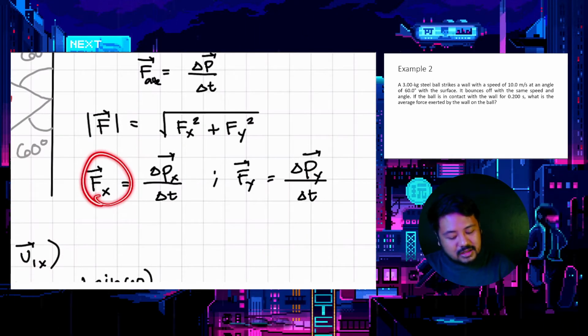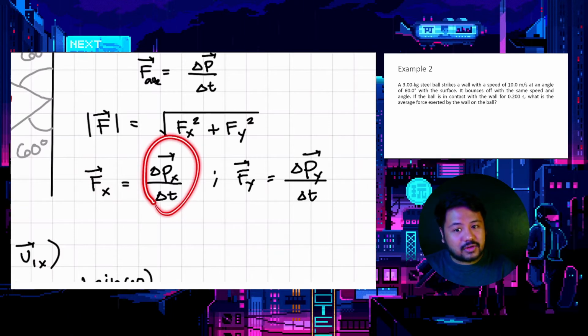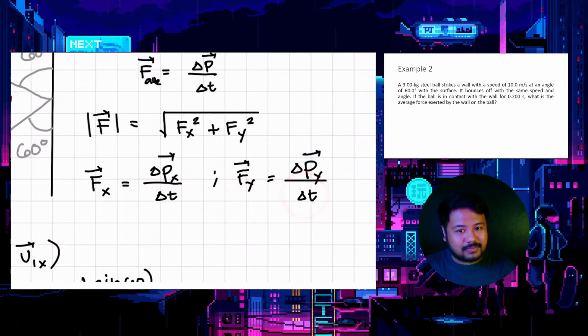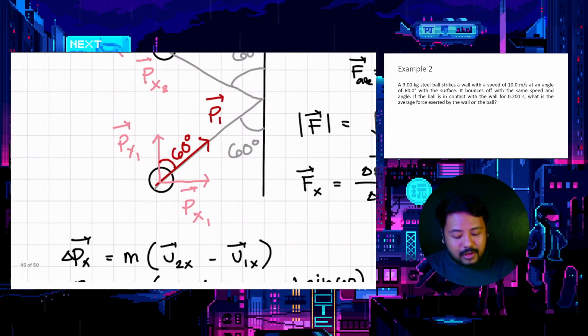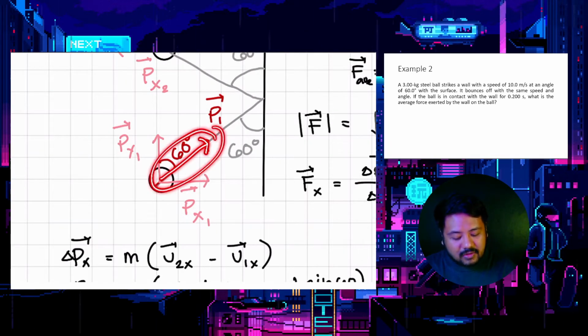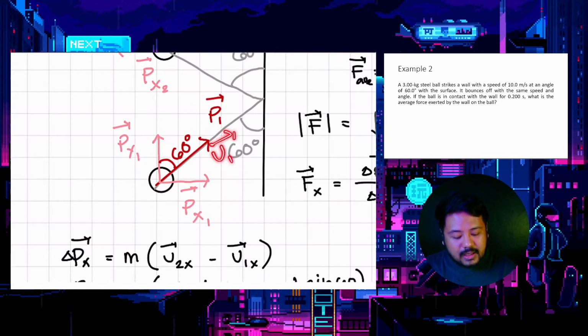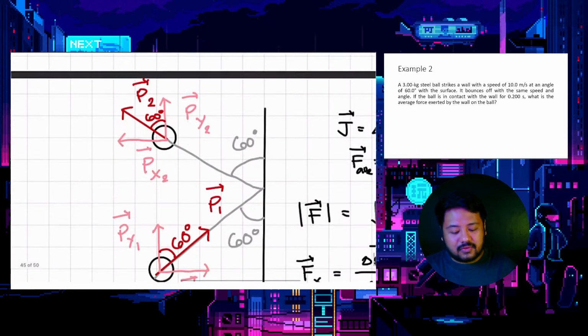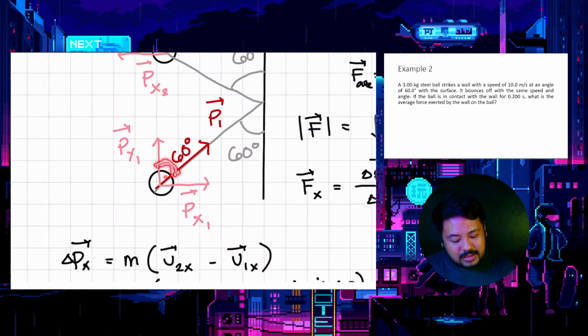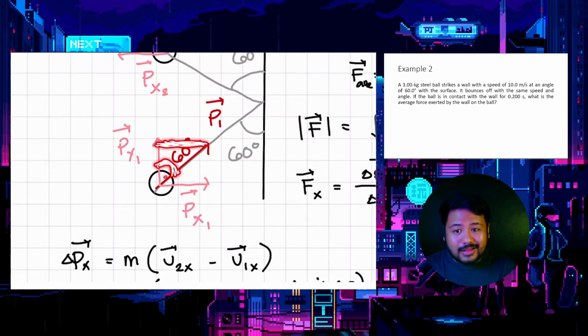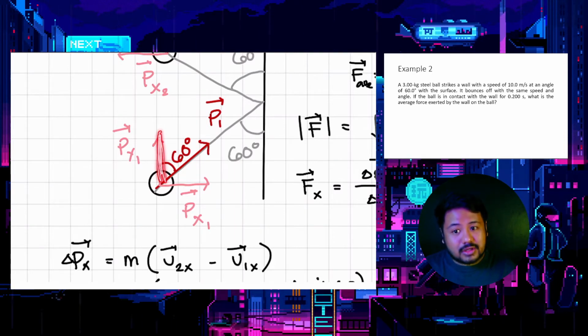So Fx is just equal to the change in momentum in x over the change in time, and for Fy, that's just the change in momentum in y over the change in time. So we have to get them one by one. We have to decompose our velocity vector. So this is our velocity vector v1, and if this is 60 right here, this one here is also 60. And for this case, I will stick with the 60 here. I know that the x component will just have the sine, I will use the sine function, and for the y component, we'll use the cosine function.